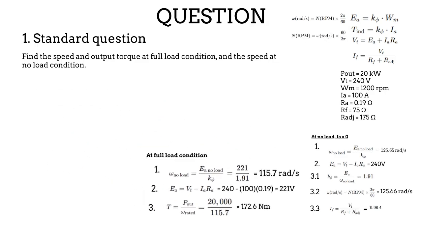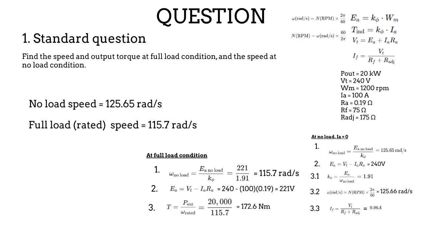Now we have answered the question. The speed at no load is 125.65 radian per second. Rated speed is 115.7 radian per second. Lastly, the torque is 172.6 Newton-meter.